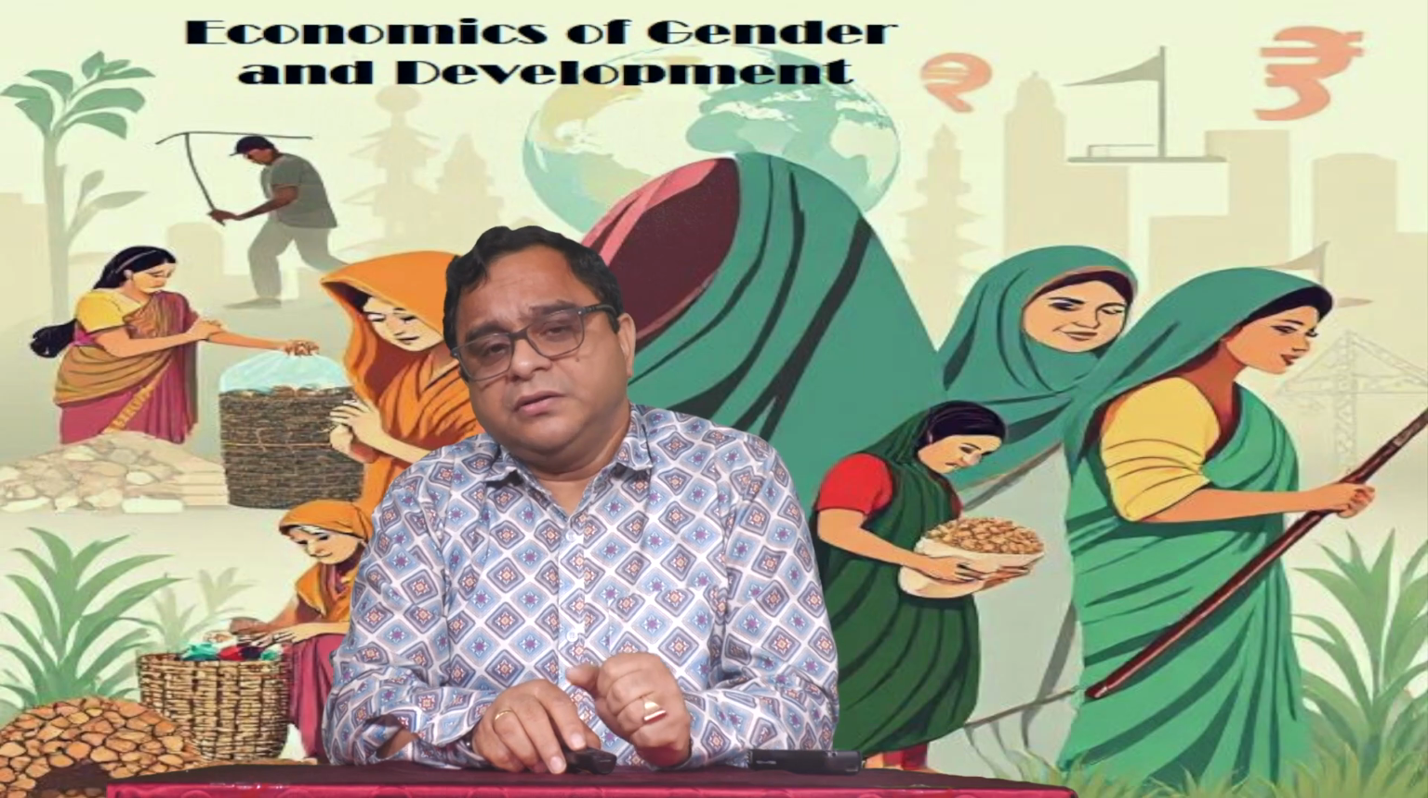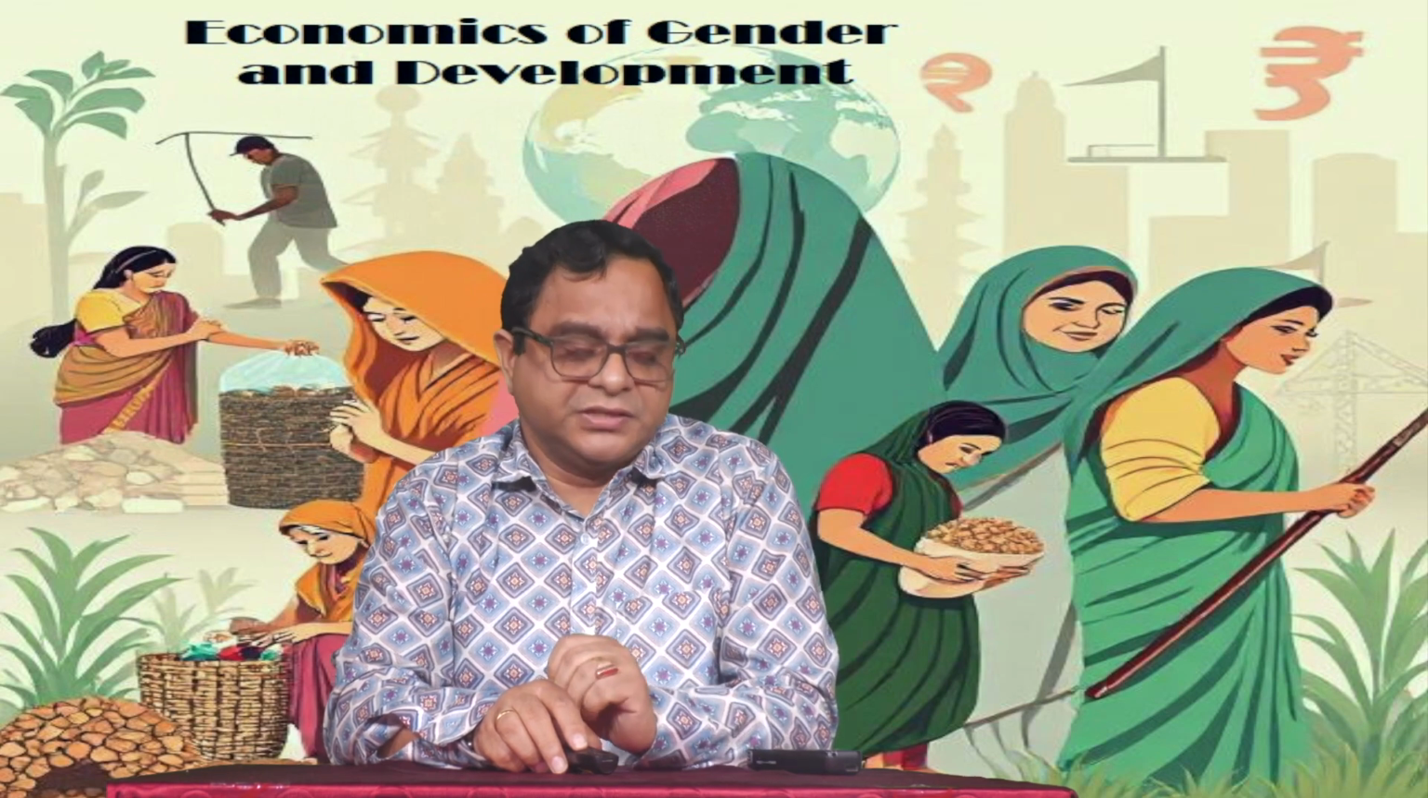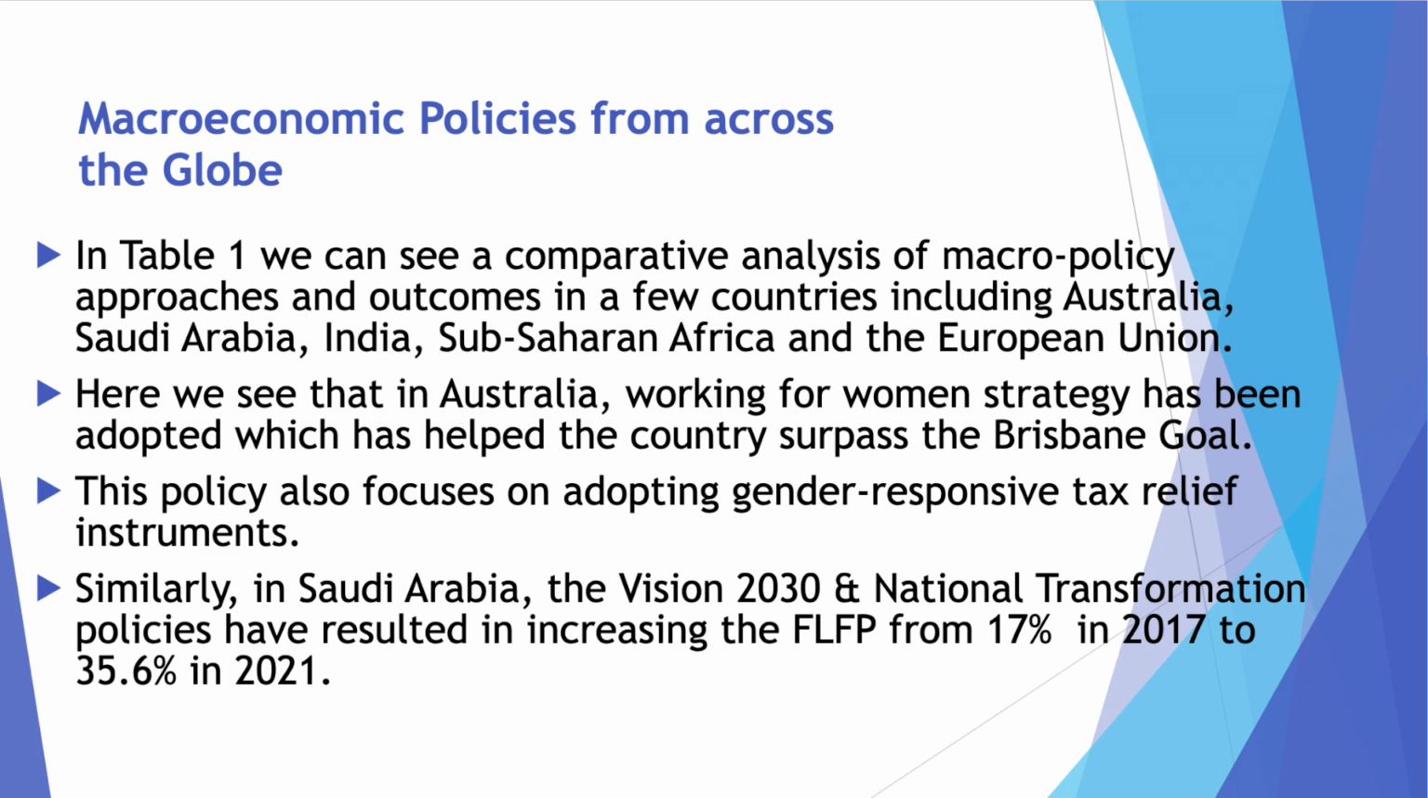And in Table 1, we can see a comparative analysis of macro policy approaches and outcomes in a few countries including Australia, Saudi Arabia, India, Sub-Saharan Africa, and the European Union. Here we will see that in Australia, for example, the Working for Women strategy has been adopted, which has helped the country surpass the Brisbane goal.